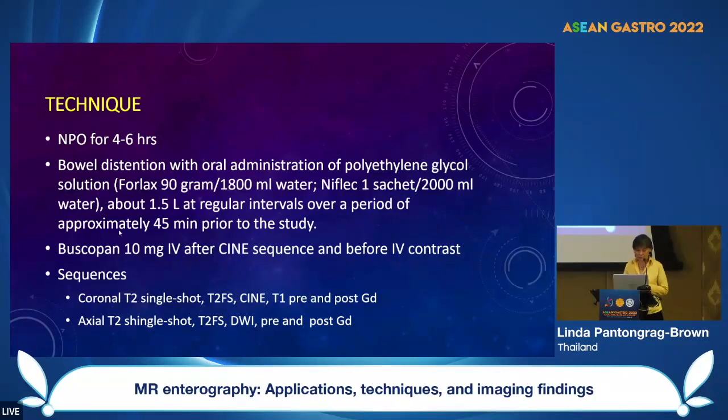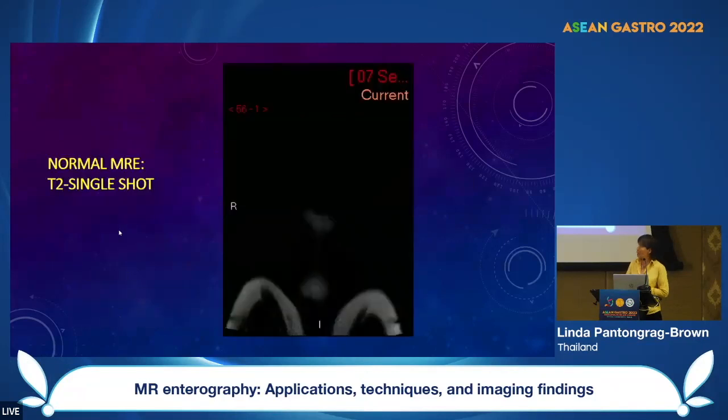We tend to use Buscopan after the cine sequence and before intravenous contrast, because the study is sensitive to motion, and we give Buscopan to decrease the peristalsis. For pulse sequences, we use T1 and T2 pre and post gadolinium. Mostly we use the coronal view as the basic image because we can cover the whole range of the small bowel. Let me show you a normal case.